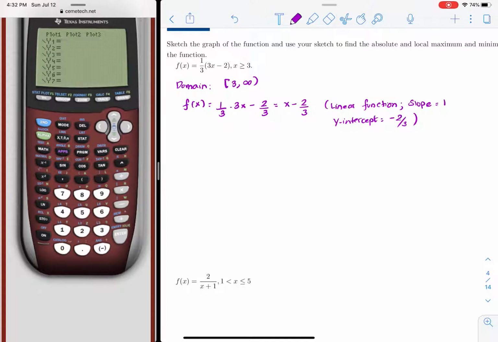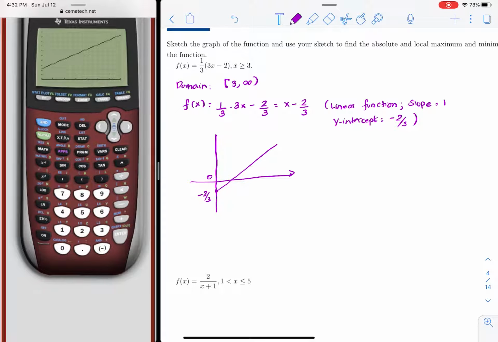Let's graph this. And I'm going to adjust the window, put 3 all the way up to infinity. So I'm just going to leave it at 10. And I'm going to go for minus 2/3 as the minimum value. And that is the graph that I get. So on the domain of the function, we start at negative 2/3 here, but that's not part of the domain, and it keeps on going.